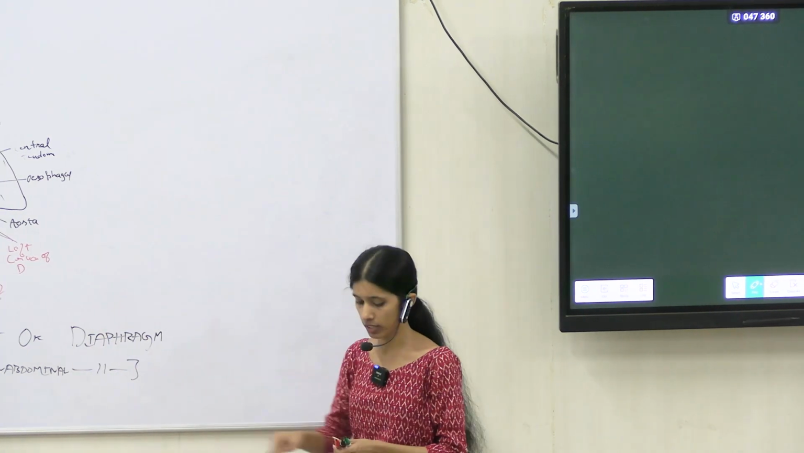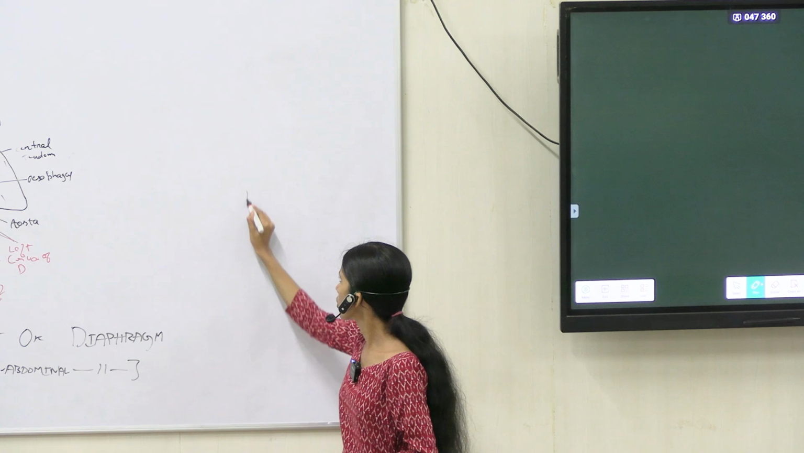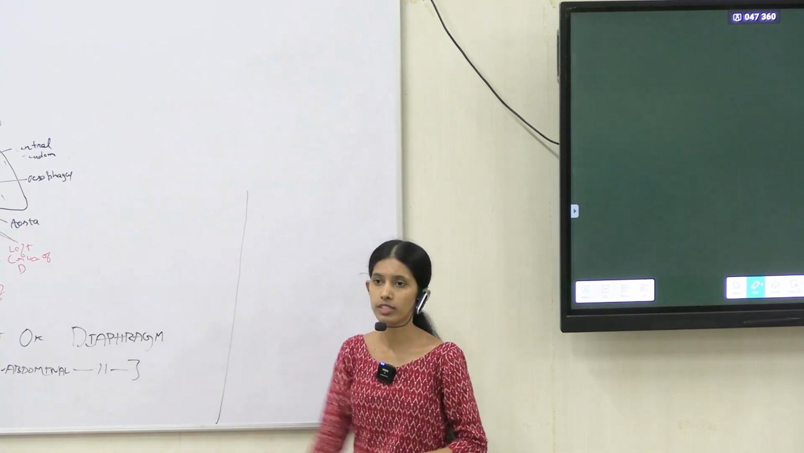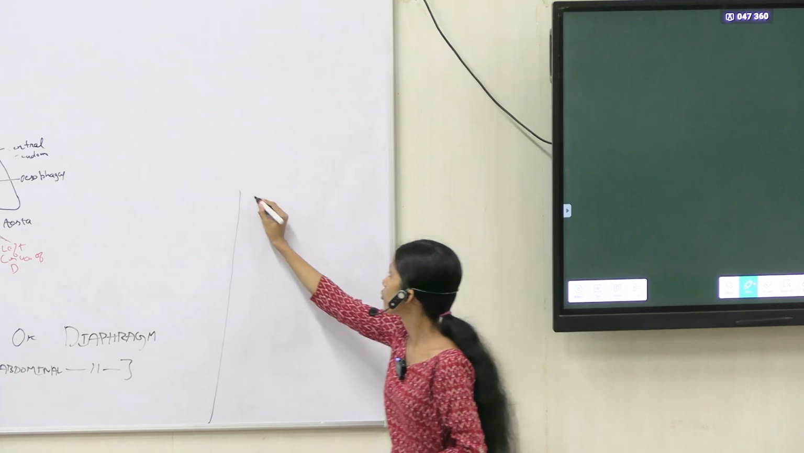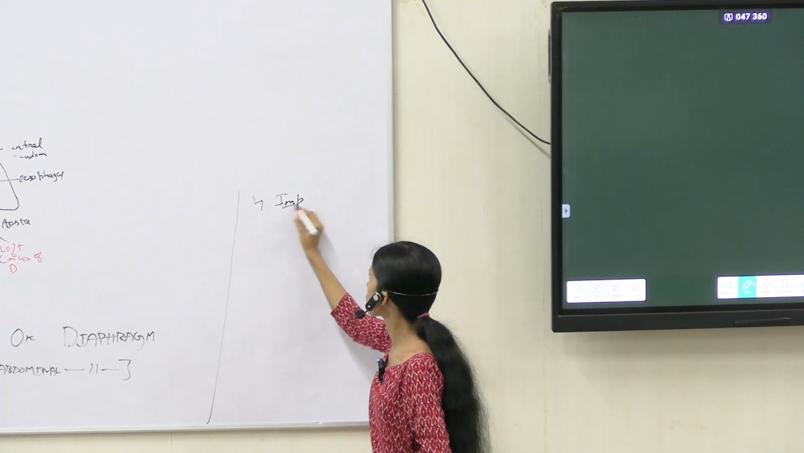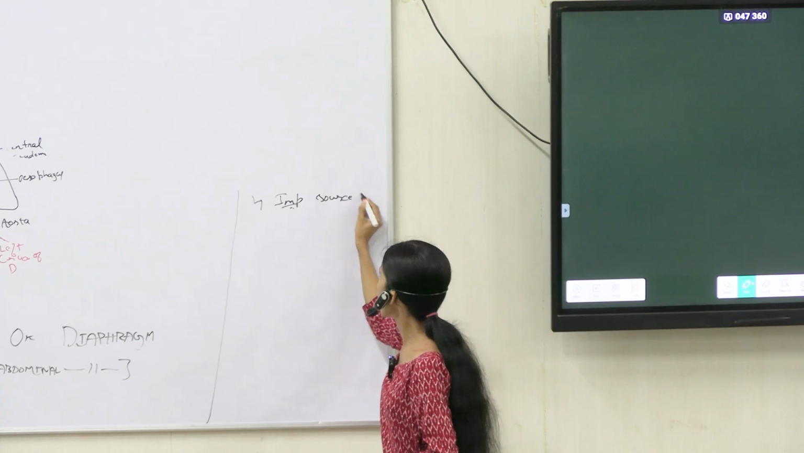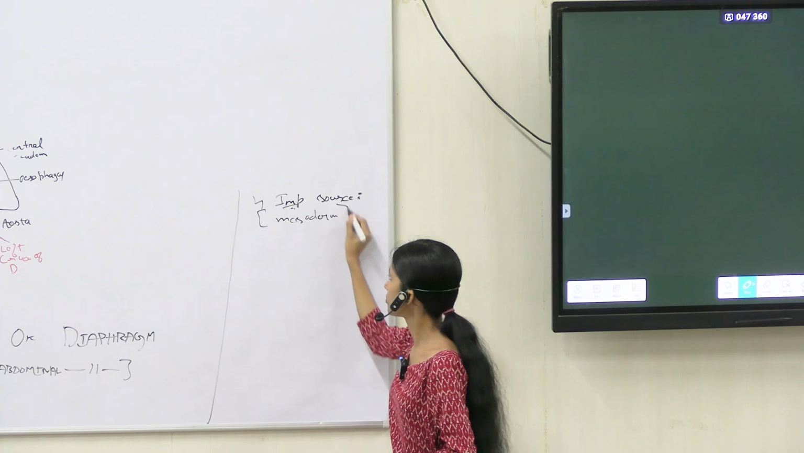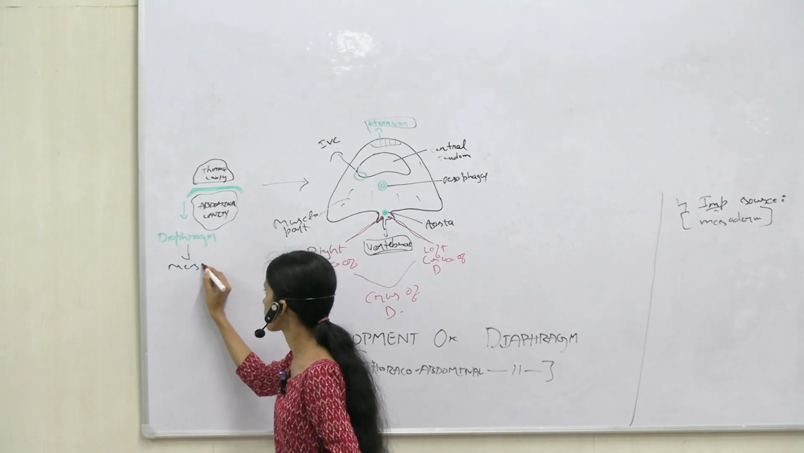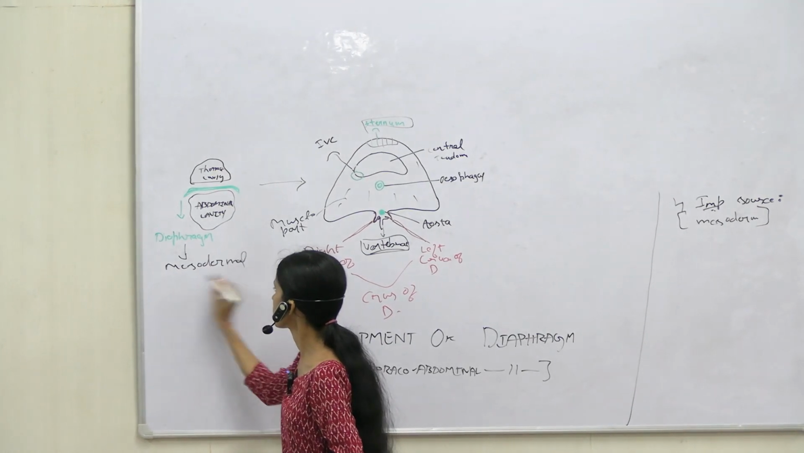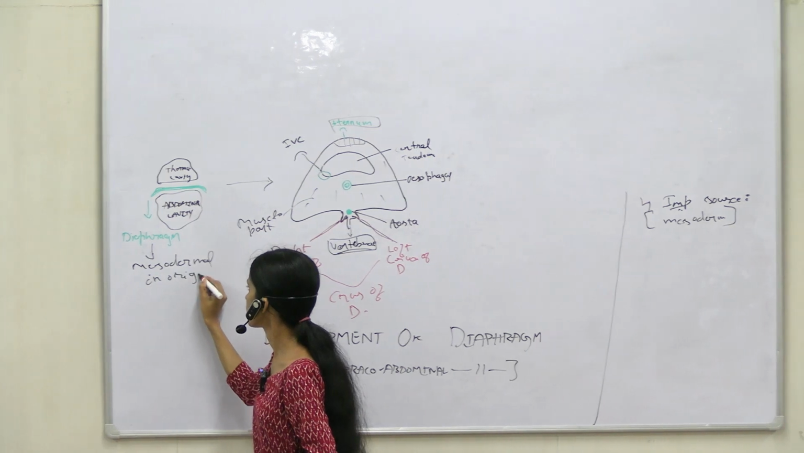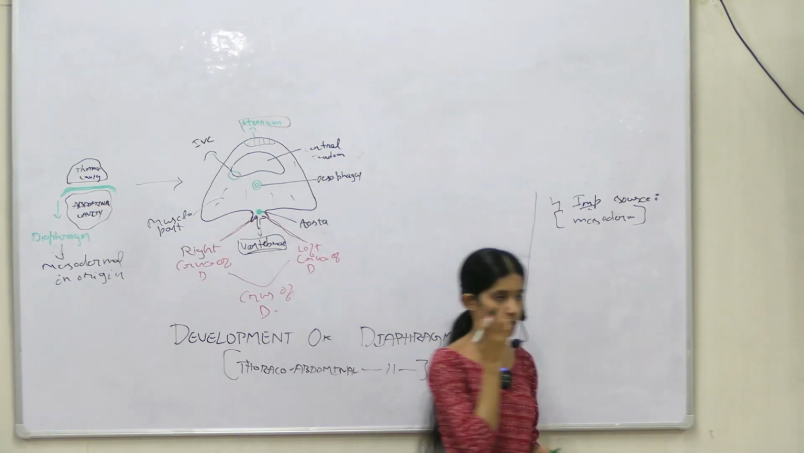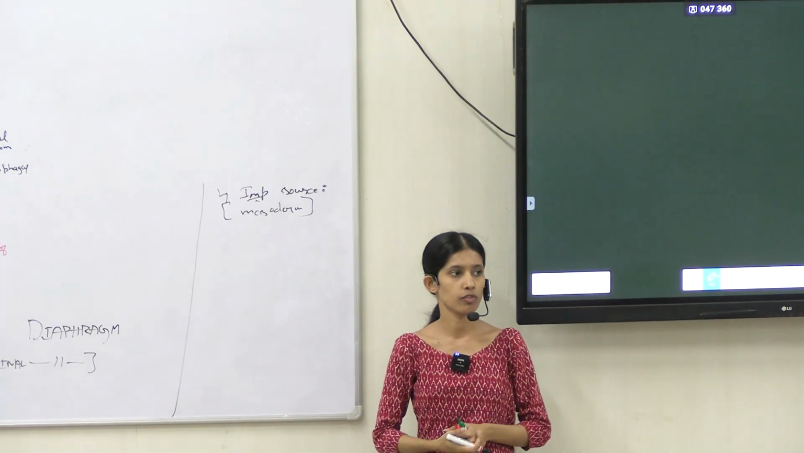So, what is the source for these? What is the source of development of this diaphragm? There are 4 important sources, and all these 4 sources are derivatives of your mesoderm. So, your diaphragm is mesodermal in origin. Okay. So, what are the 4 important structures or sources of your diaphragm?